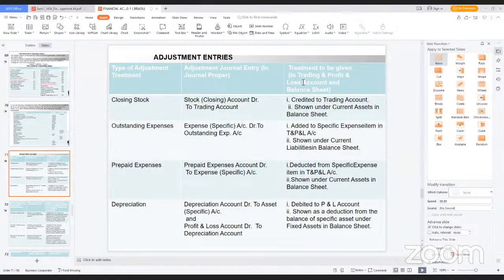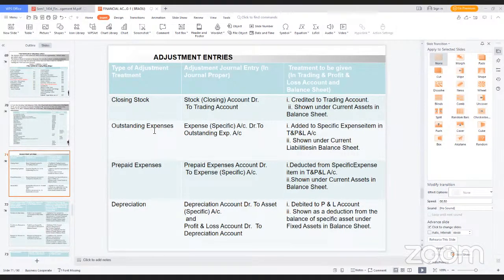In the treatment, this closing stock will always be credited to the trading account, and the same thing will be shown in the current assets in the balance sheet. Clear? Means this entry comes twice. One is in the trading account, the other time it comes on the asset side in the balance sheet.